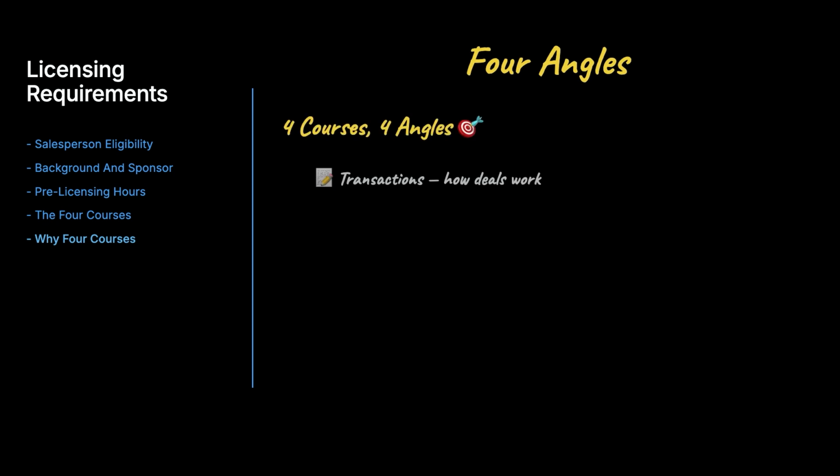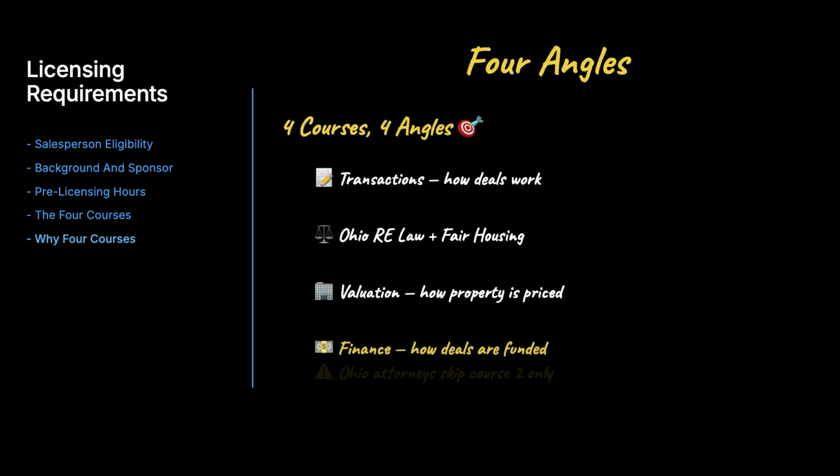Why these 4 courses? Together they teach real estate from 4 angles: how transactions work, the Ohio legal framework, including fair housing, how property is valued, and how deals are financed. One narrow exception: an applicant already admitted to practice law in Ohio skips the Ohio real estate law course but still completes the other 3.